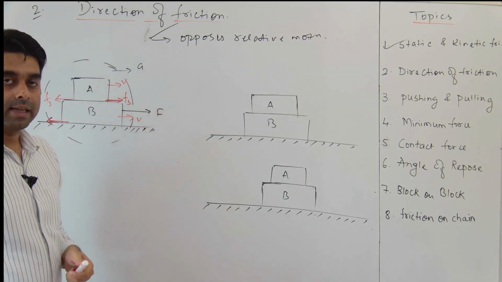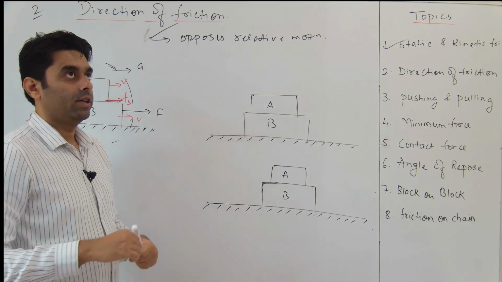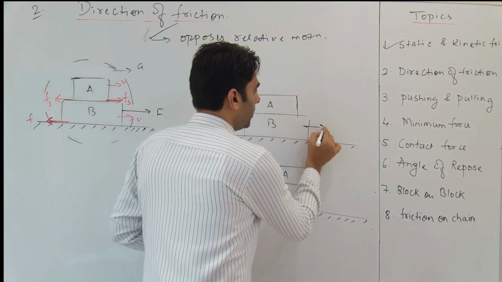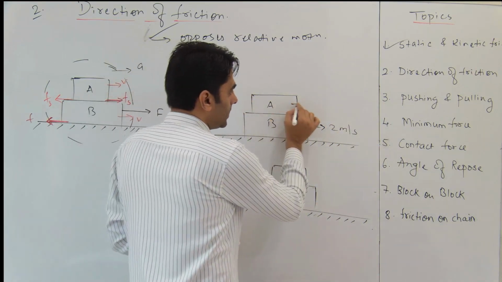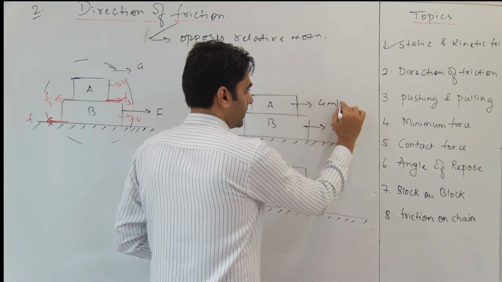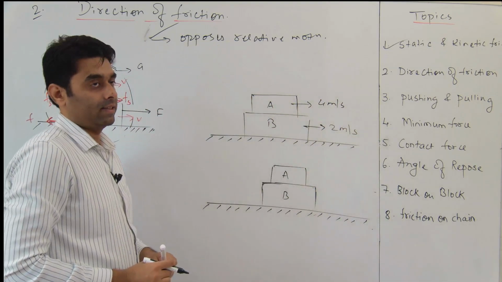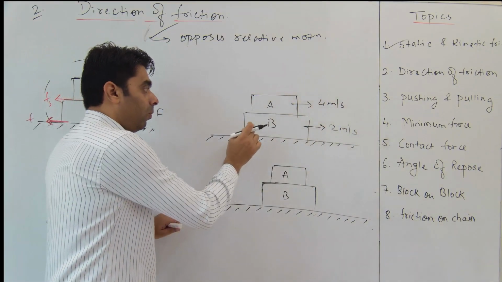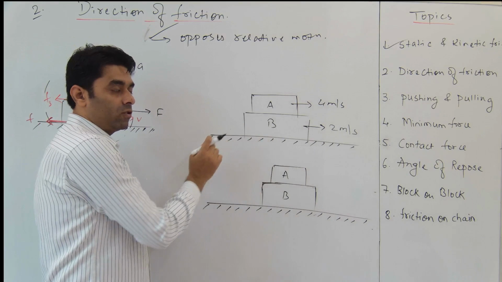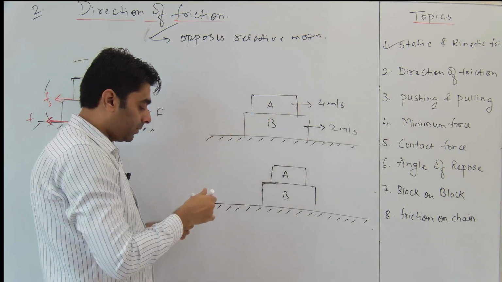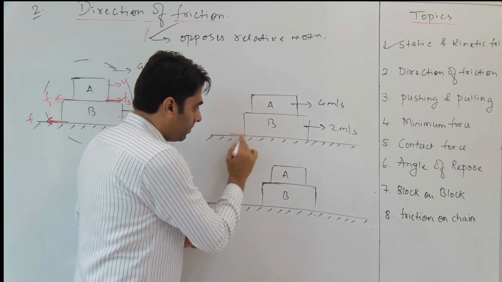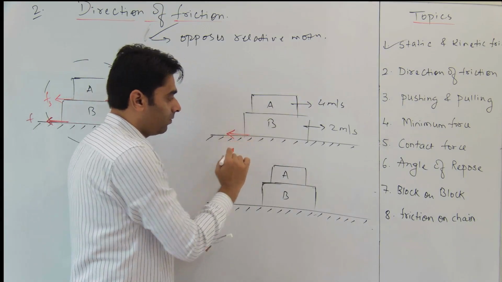Let's consider another situation, the second situation. In this case, let's say that block B moves with a speed of 2 meters per second and block A has a speed of 4 meters per second. Both are sliding against each other. What is the velocity of B with respect to the ground? It will be 2. That means friction on block B will be in the backward direction by the ground, right?